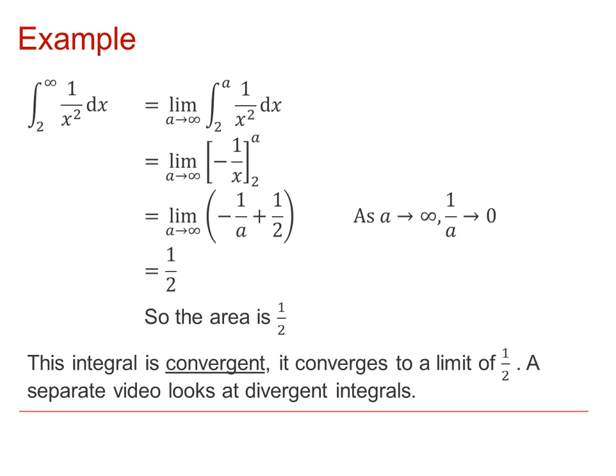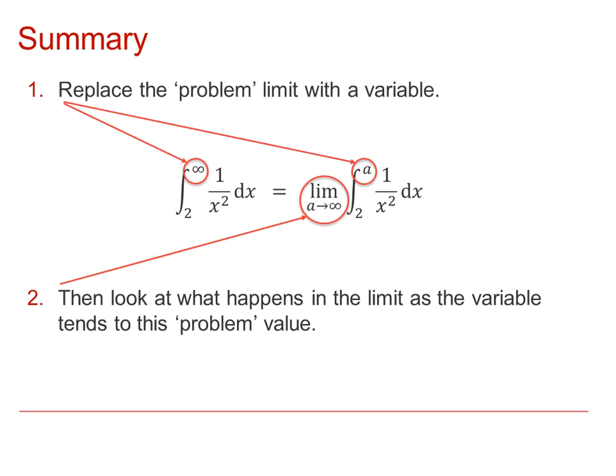In a separate video, we'll be considering cases where we have the same scenario, a limit of infinity, but where the evaluation diverges rather than converges, as is the case here. So a summary of the method then: if we've got infinity as one of the limits, replace that by a and then evaluate the integral as normal, but look at the limit when a approaches infinity.